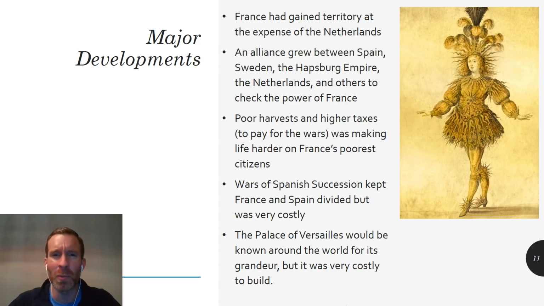There will be some years where the crop growth isn't really good. Harvests are going to be pretty bad. And high taxes are going to start to get raised because of all these wars being fought. And this is going to make life harder on France's poorest citizens. It's a little bit of foreshadowing to the French Revolution where we'll really see this whole thing blow up.